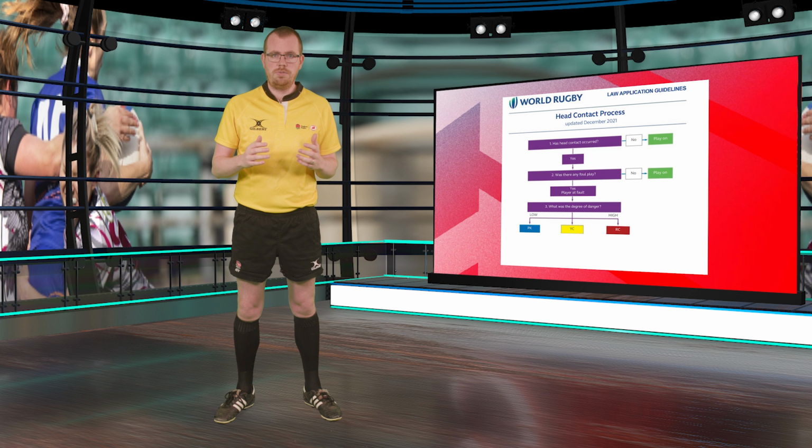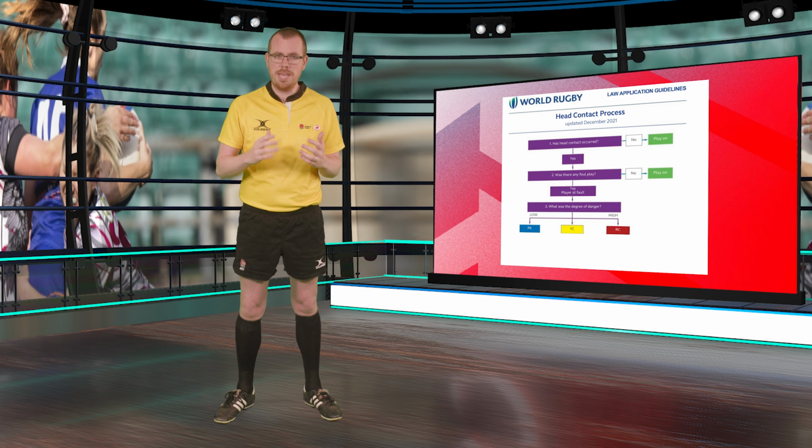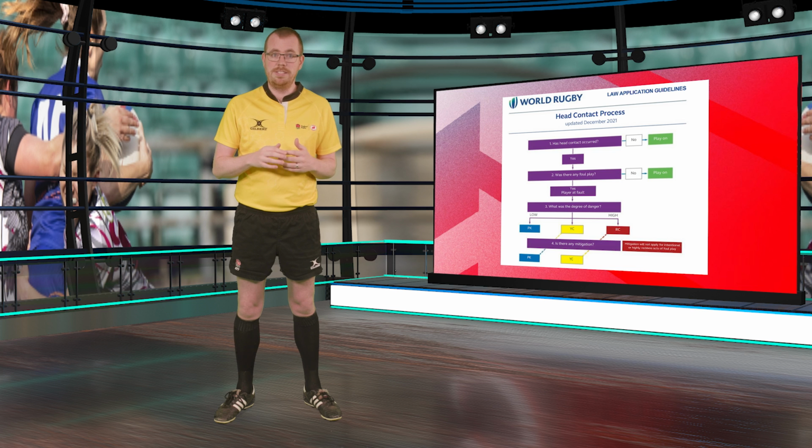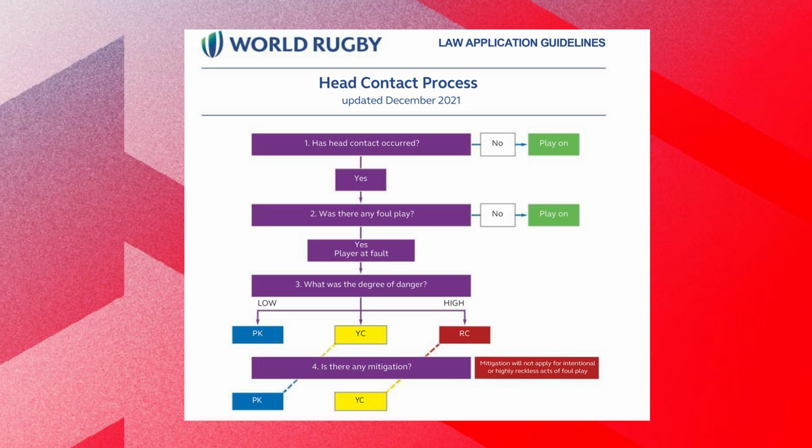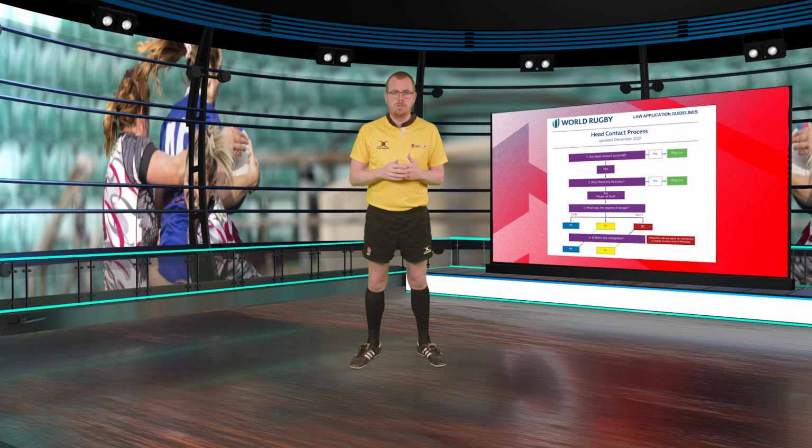The answer to question 3 gives you the decision to which you may apply mitigation, and this is the 4th question in our head contact process. Is there any mitigation? Mitigation is sometimes the toughest part of the process, so let's look at it in more detail.